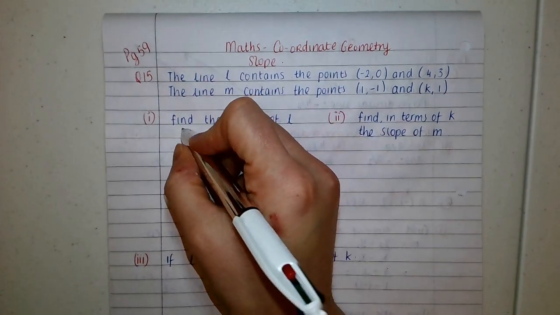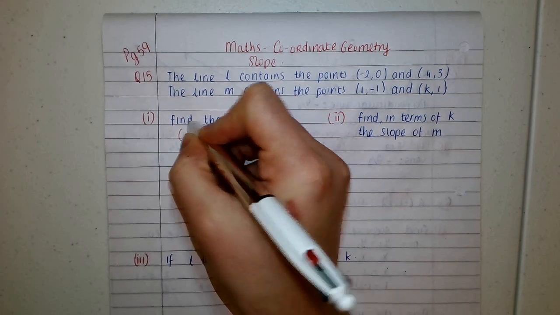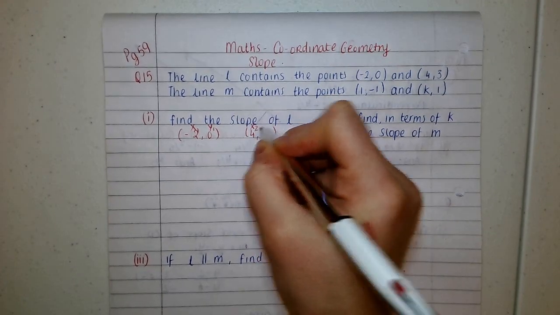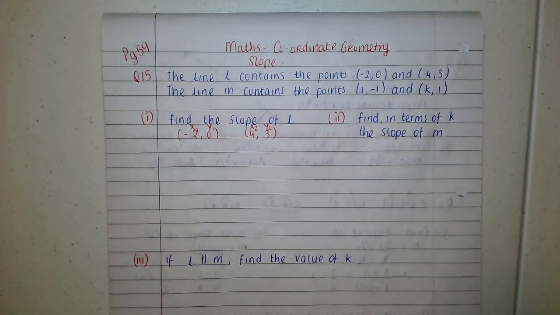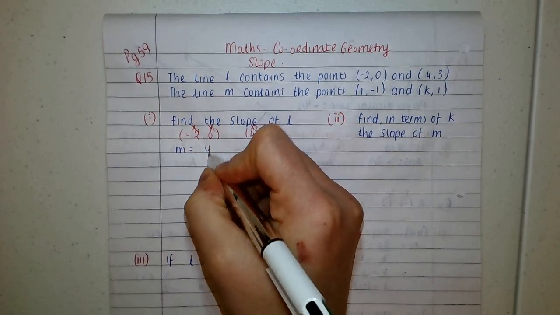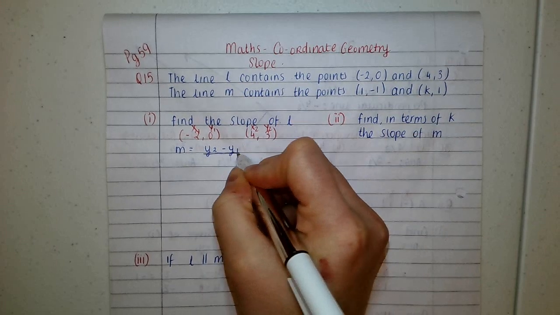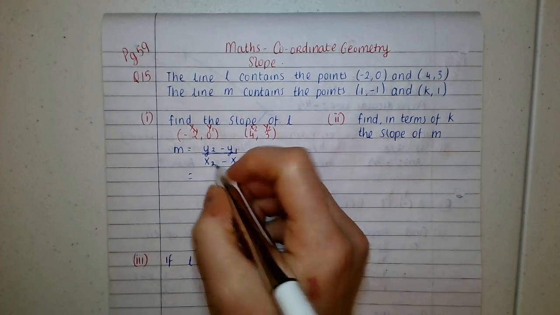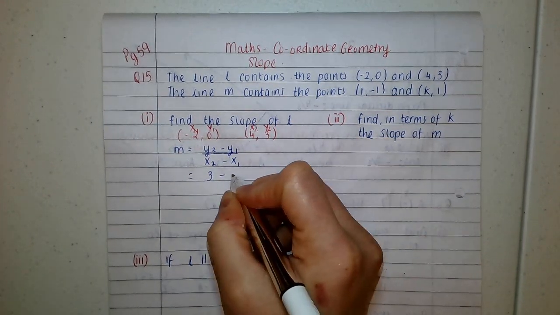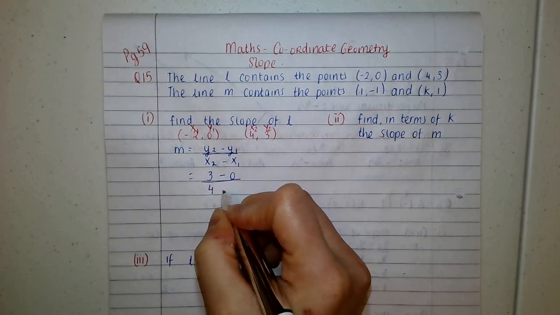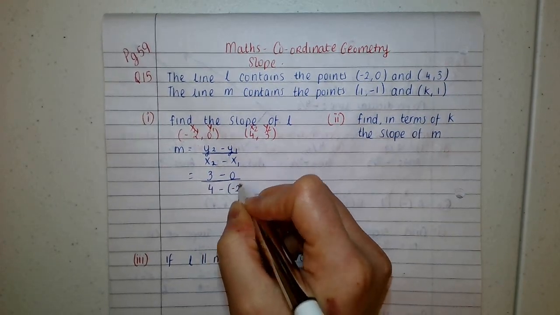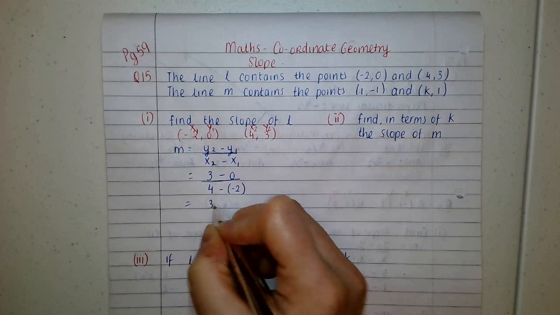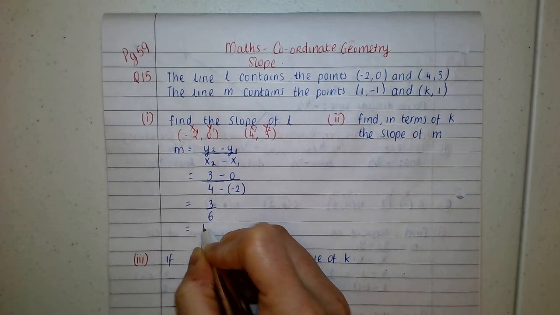So we're going to start by labelling the point (-2, 0) as x1, y1, and labelling the point (4, 3) as x2, y2. To find the slope of this line, we simply need to fill these values into the formula. The formula is y2 minus y1 over x2 minus x1. So y2 is 3 minus y1, which is 0, over x2, which is 4, minus x1, which is -2. So we have our slope as 3 over 6, which simplifies to a half.